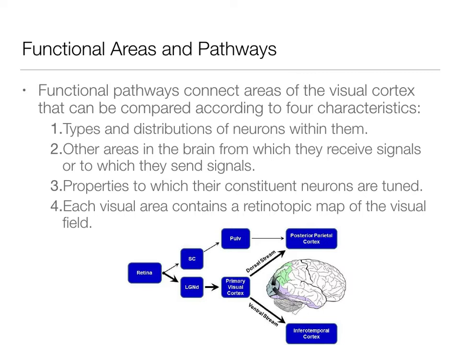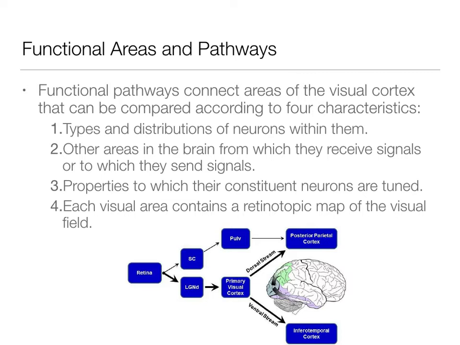The third characteristic is what those constituent neurons are tuned into. What are they paying attention to? What properties are they interested in? So are they interested in motion? Are they interested in the direction of motion? Are they interested in differences in color? What properties are these neurons interested in?